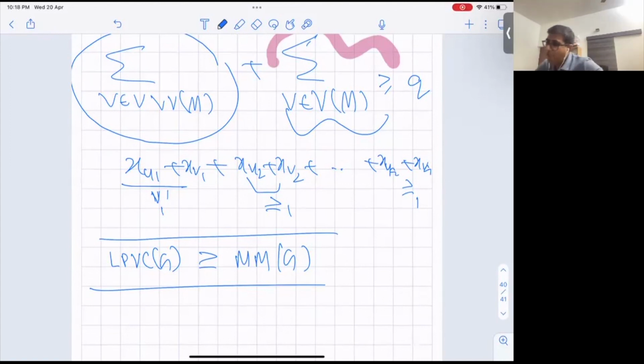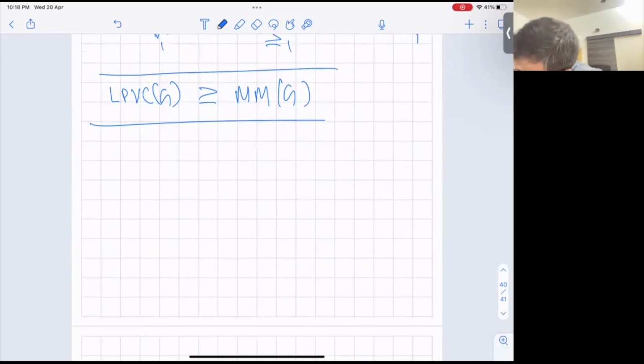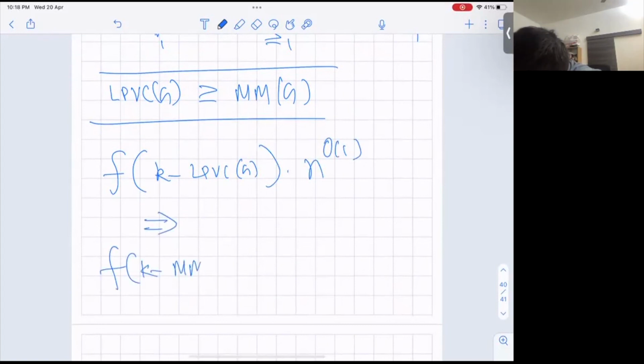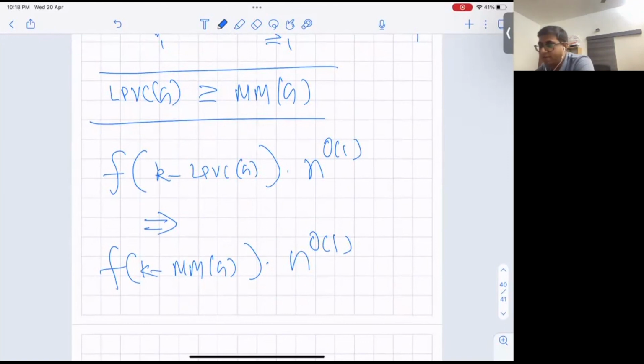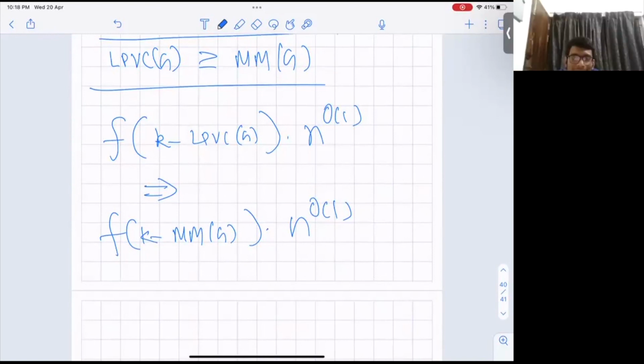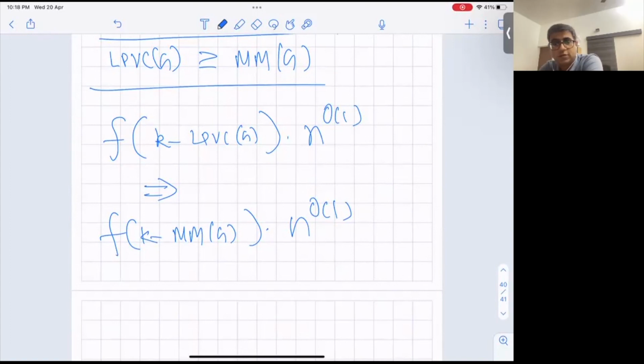Now imagine that we had an FPT algorithm with running time f(k - LPVC(G)) times n to the power O(1). Does this imply we also have an algorithm with running time f of k minus the maximum matching? Tell me. Yes, LPVC(G) is at least the maximum matching.